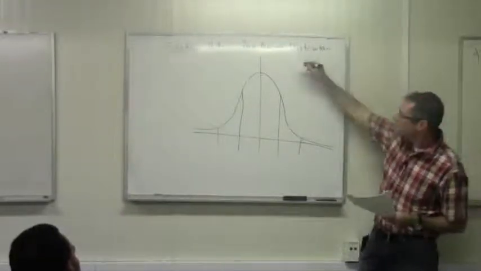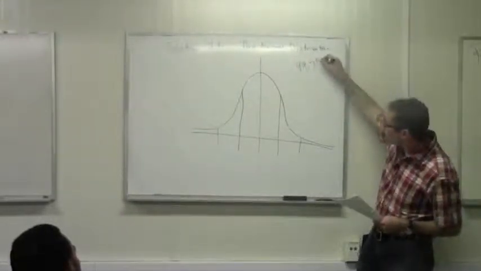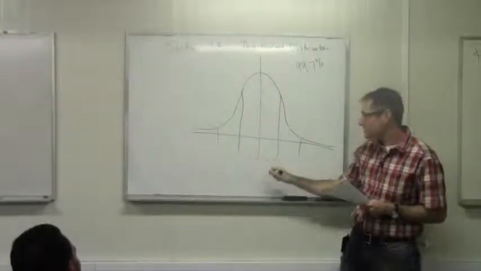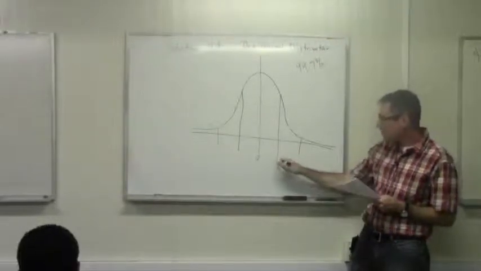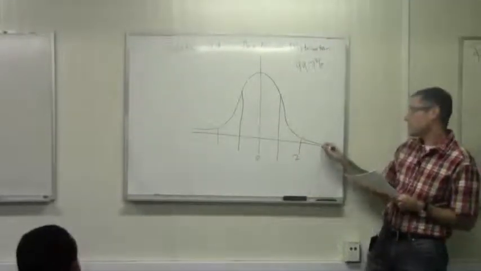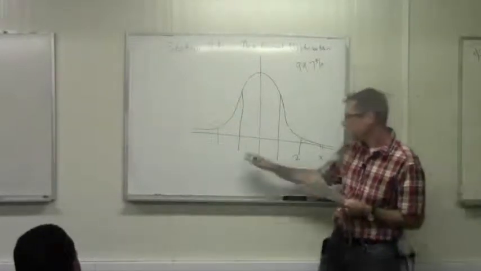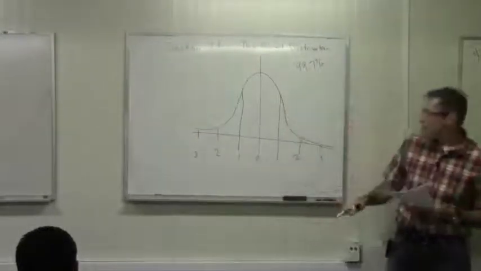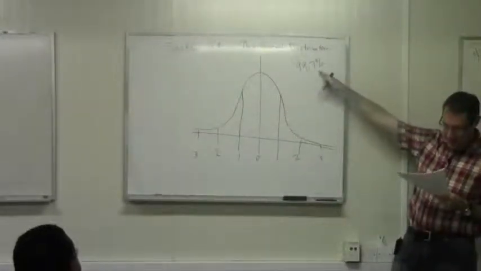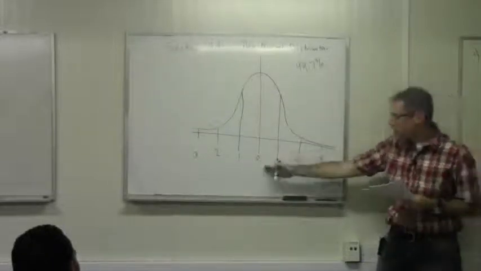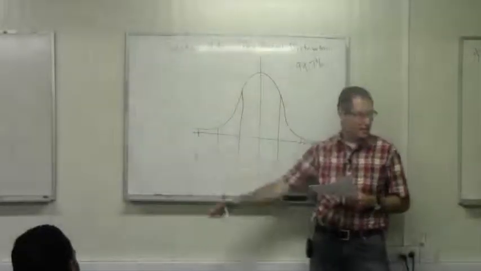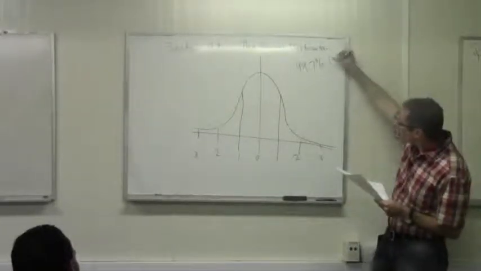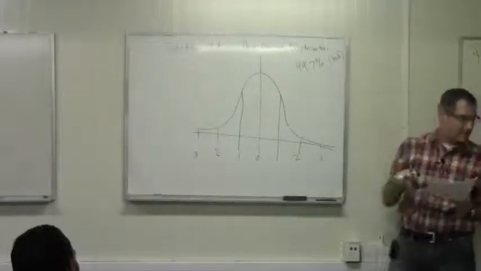In fact, 99.7% of the data is within 3 standard deviations. This would be 1 standard deviation away, 2 standard deviations away, and 3 standard deviations away. 1, 2, and 3. 99.7% happens between 3 deviations this way and 3 deviations that way.